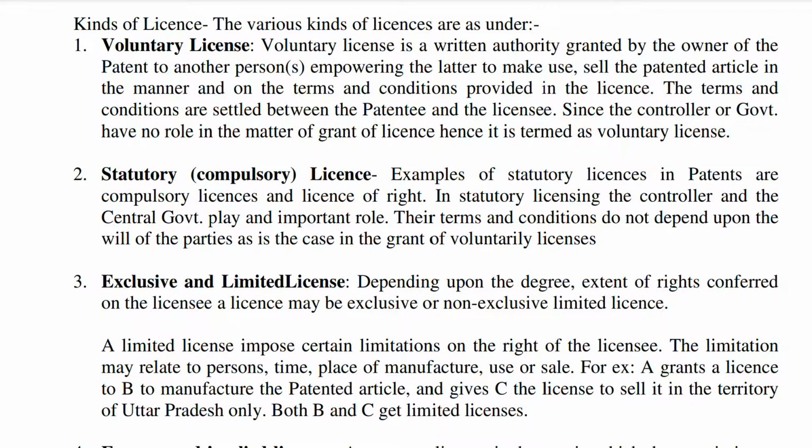Third is exclusive and limited license. Depending upon the degree and extent of rights conferred on the licensee, a license may be exclusive or non-exclusive, limited license. A limited license imposes certain limitations on the right of the licensee, and the limitations may relate to persons, time, place of manufacture, use, or sale. For example, A grants a license to B to manufacture the patented article and gives C the license to sell it in the territory of Uttar Pradesh only. Then in that case, both B and C get limited licenses.